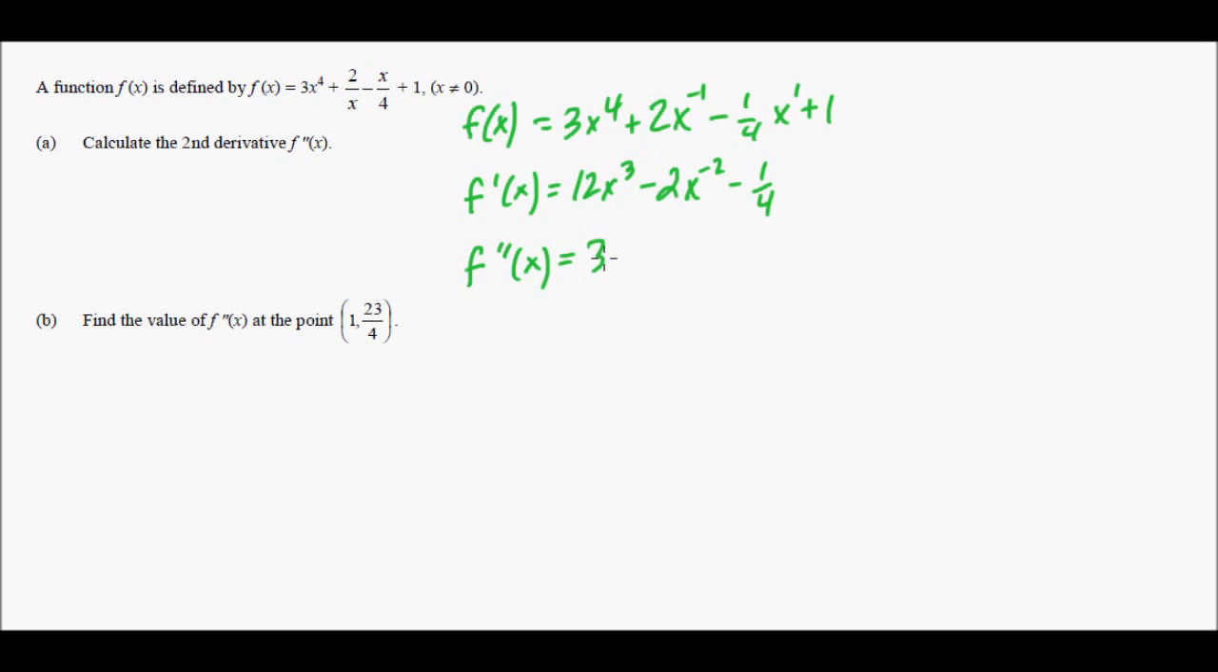So 3 times 12 is 36. Bring 1 down. And then negative 2 times negative 2 is plus 4. And then it's going to be x to the negative 3, right? And then the 1/4 goes away there. So it's kind of nice because we got rid of 2 of the terms here, okay? Now, I'm going to rewrite that in simplified form. Now, you could leave it like this if you want to, but I find it easier to do the problems if it's like this. Okay, so find the value of the derivative at the point (1, 23/4).